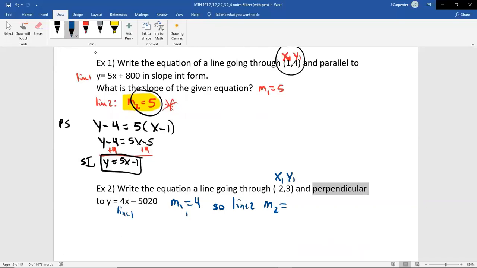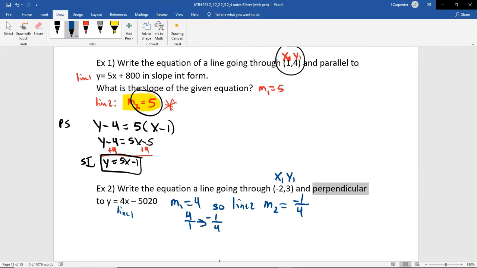So that 4, we could rewrite as 4 over 1, and then when you flip it and change the sign, you don't just get 1/4, it's -1/4. So those are the perpendicular slopes. 4 versus -1/4, those would be perpendicular lines that would meet at a right angle.